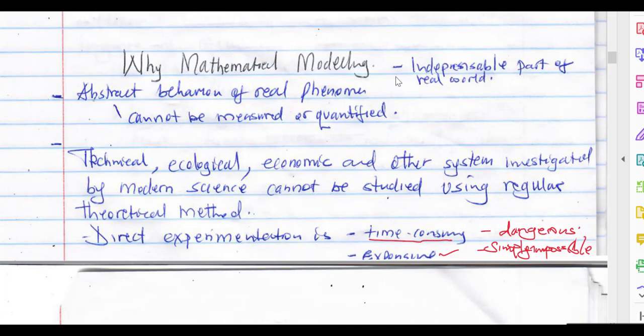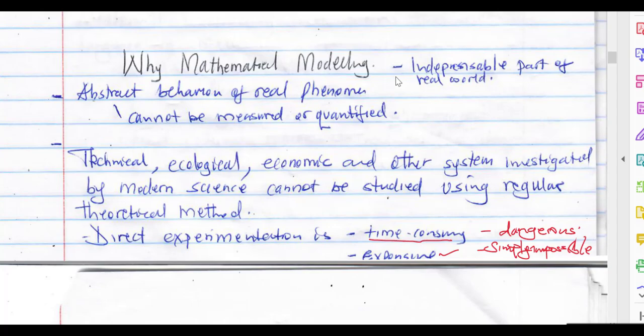Why do we do mathematical modeling? This is because it is an indispensable part of the real world. An abstract behavior of the real world cannot be measured or quantified, so you have to model it so that it can be clearly understood. Another reason is that technical, ecological, economical and other systems investigated by modern sciences cannot be studied using regular theoretical methods. Again, you have to model such systems for better understanding.